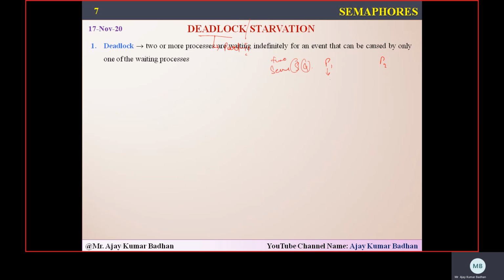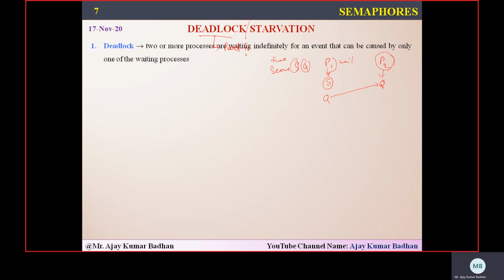Let us suppose the process P1 is having a semaphore S. It has acquired that semaphore S, and after that P2 has acquired a semaphore. Immediately after that P2 has acquired semaphore Q. Now, after some time of execution, this particular process P1 requires Q to complete its execution. But this Q is with P2, which means it will wait. It has to wait until P2 is releasing Q.